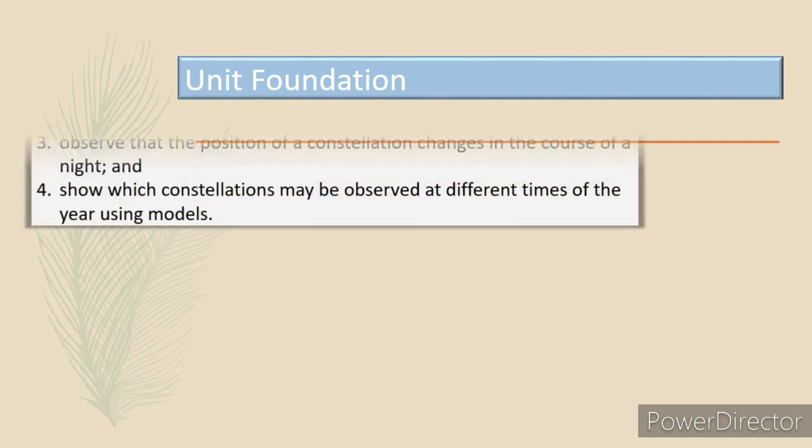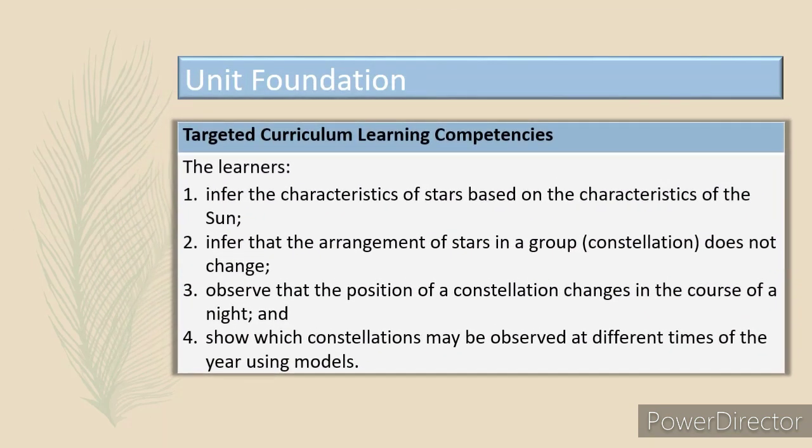Next would be the targeted curriculum learning competencies. As I said a while ago, I have 4. First, the learners should be able to infer the characteristics of stars based on the characteristics of the sun. Second, infer that the arrangement of stars in a group does not change. Third, observe that the position of a constellation changes in the course of the night. And lastly, show which constellations may be observed at different times of the year using models.